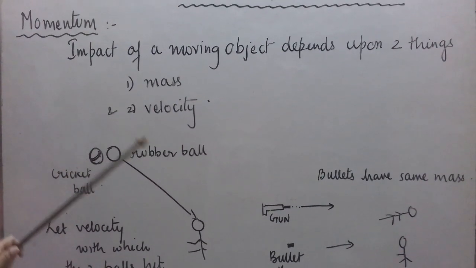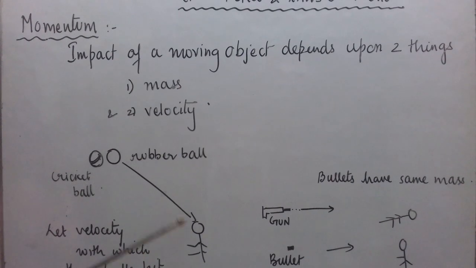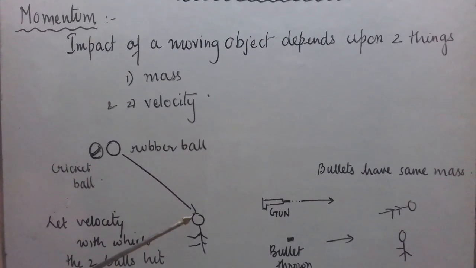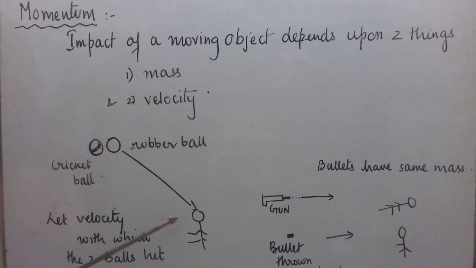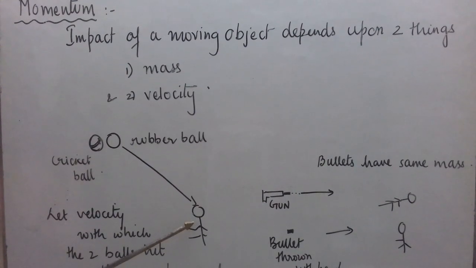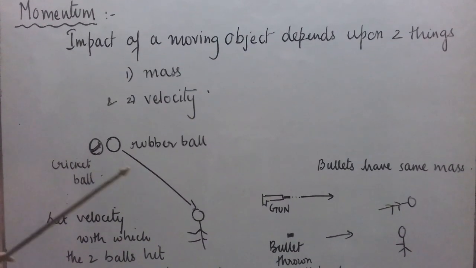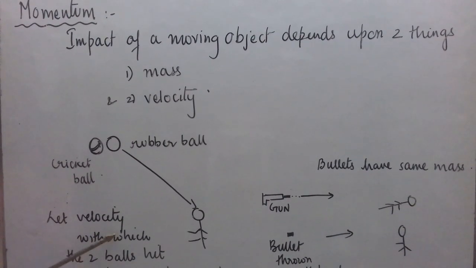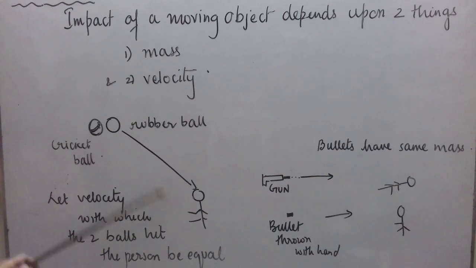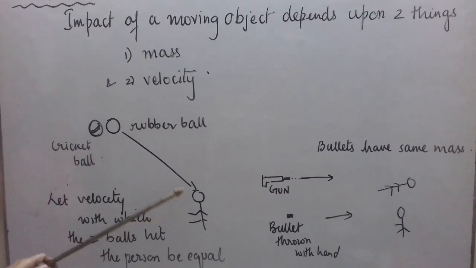A rubber ball thrown towards a person hitting with some velocity, and then a cricket ball we are imagining thrown towards a person, maybe a different person, with the same velocity with which the rubber ball was thrown. Don't imagine the person to be the same, because if we throw the cricket ball first, maybe he will not be in a condition to stand. So don't take it seriously that the same person is there. Now, we have considered that the velocity with which the two balls hit the person is equal. So in which case do you think the person will get more injured?